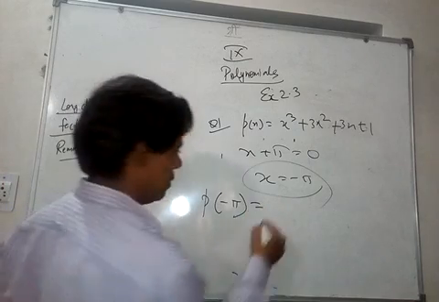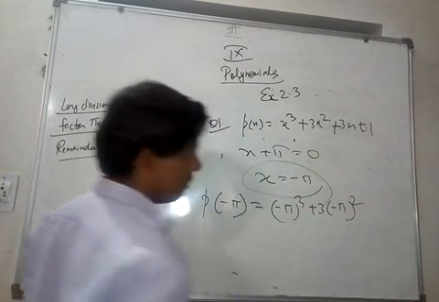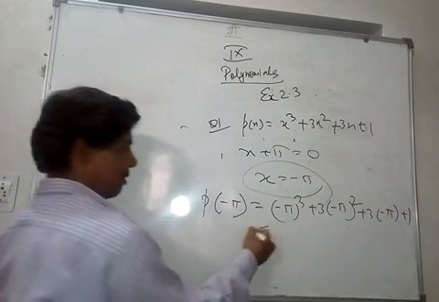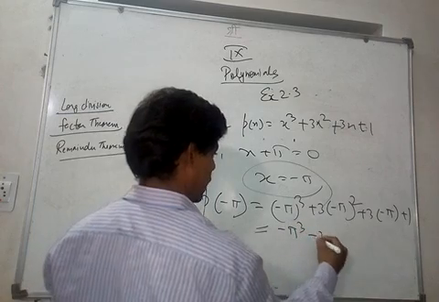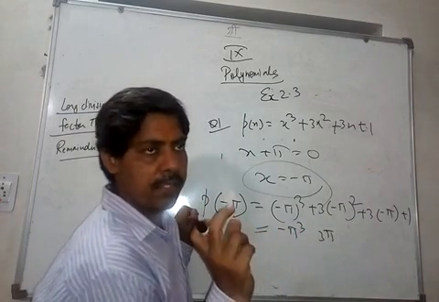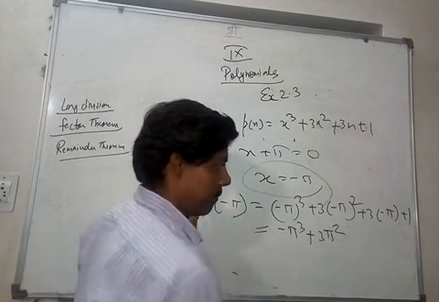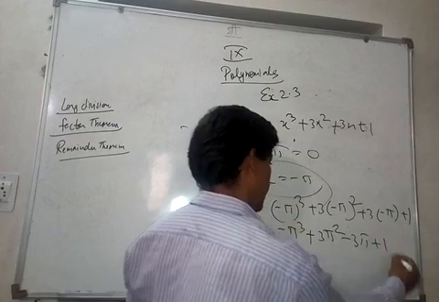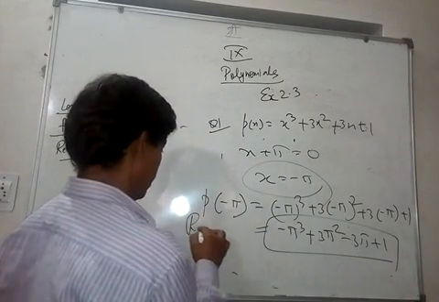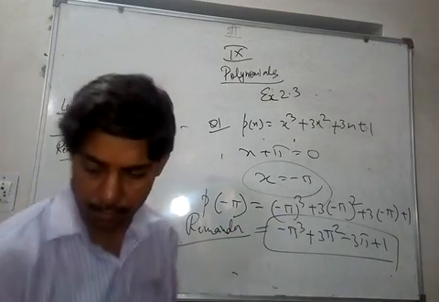P of minus pi is minus pi cube plus 3 into minus pi square plus 3 into minus pi plus 1. So you get minus pi cube. Now this becomes minus pi square, and minus pi square means pi square, so this will be plus 3 pi square. This is minus 3 pi and this is plus 1. This is our remainder. So this is how you can calculate the remainder by using the remainder theorem.